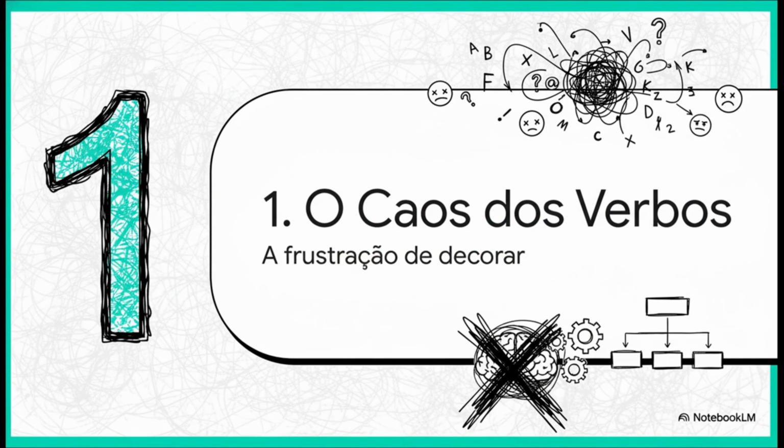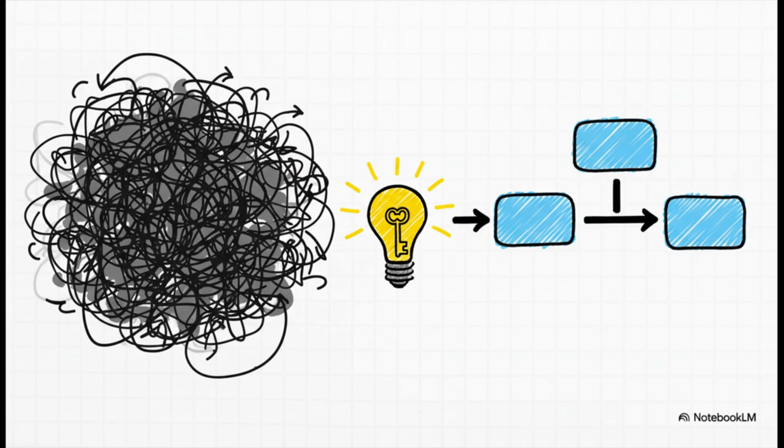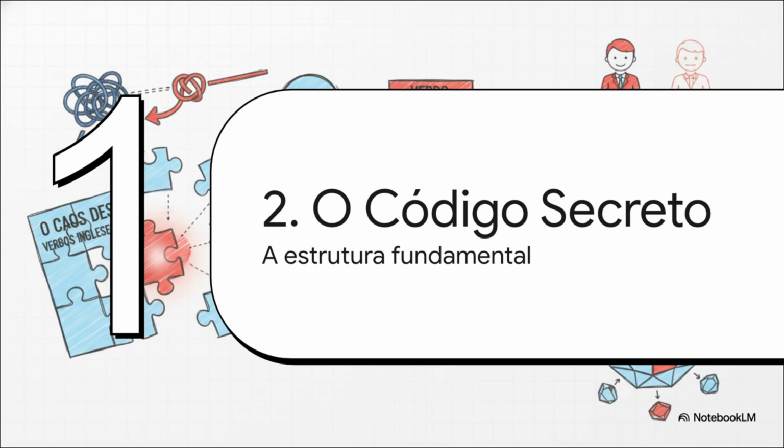Okay, let's dive in. For so many people, English grammar feels like total chaos. It's this endless list of tenses, rules, and even worse, exceptions to those rules. It's that frustrating feeling that no matter how much you memorize, there's always something new to trip you up. But here's the big twist, the core idea of our whole breakdown today. What if all that apparent chaos is actually an illusion? What if underneath it all, there's an incredibly simple and logical system that governs almost every sentence in the English language?